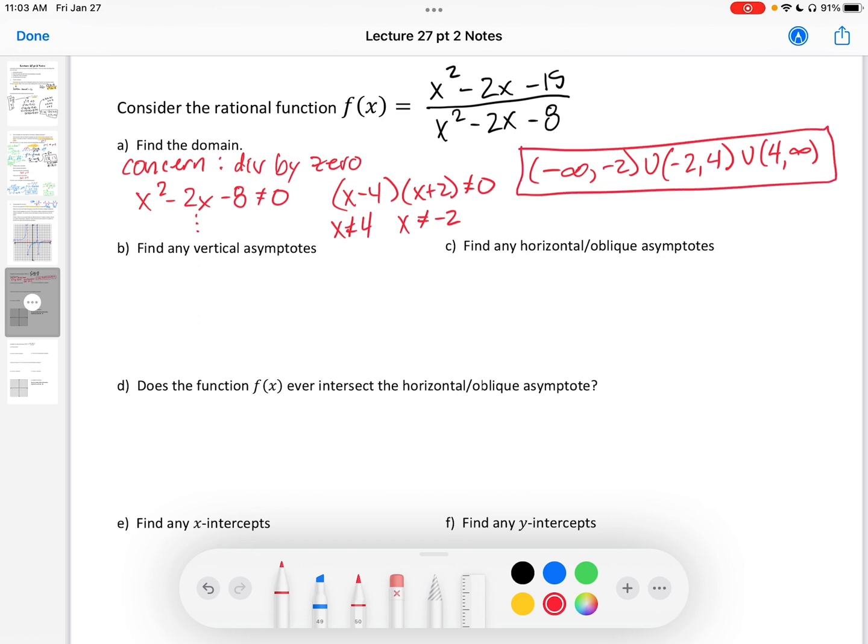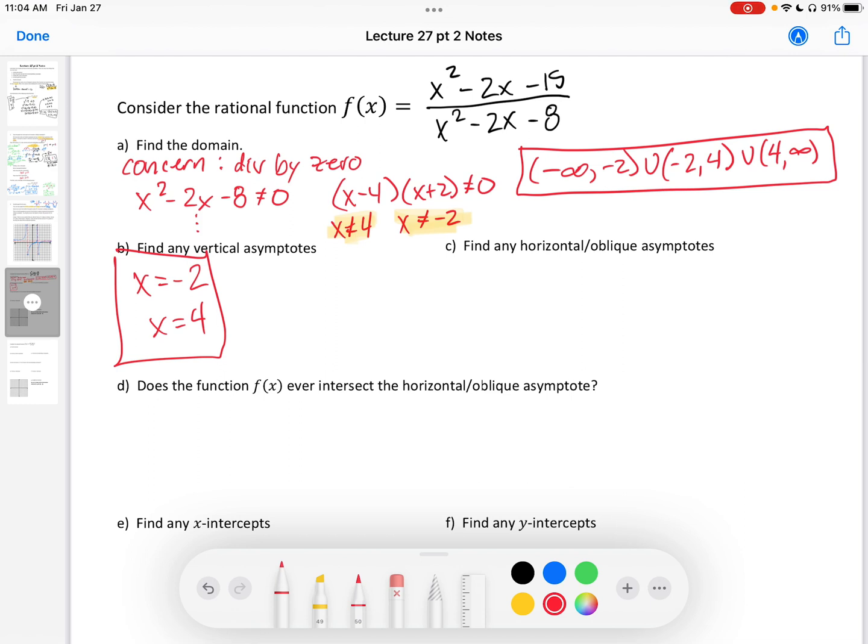Now, if you guys remember when I told you this, your vertical asymptotes, we set the bottom equal to 0. Well, I already set the bottom not equal to 0. So my vertical asymptotes are just going to be x equals negative 2 and x equals 4. So once I find the domain, I really don't need to show any work on finding the vertical asymptotes because they're essentially the same thing.